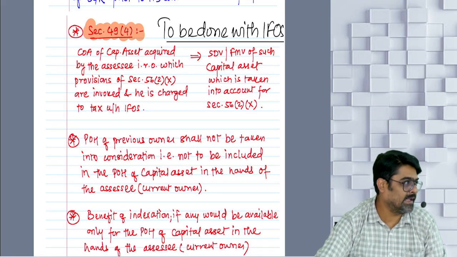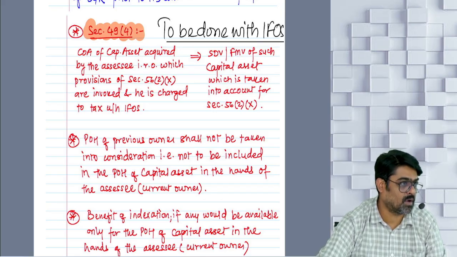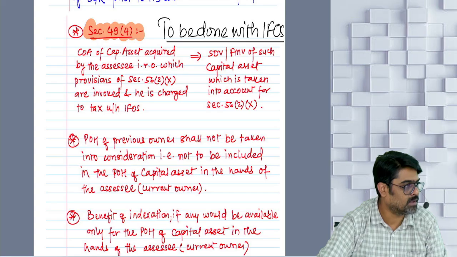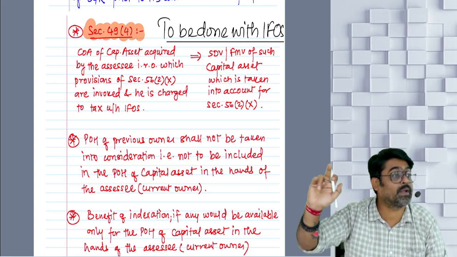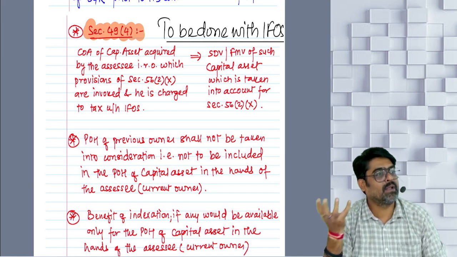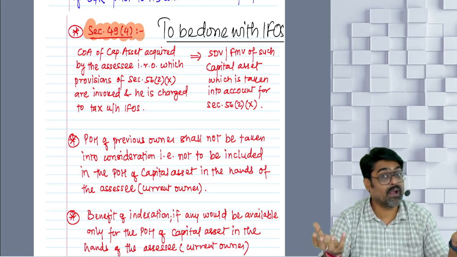But if I tell anything about this right now, you will be unnecessarily confused because you don't know the gift provisions of IFOS. So first I will have to teach you the gift provisions of IFOS, and in that I will introduce this section 49(4). Then in the IFOS, I will link up capital gains and IFOS gift provisions. And that linking up is very important.